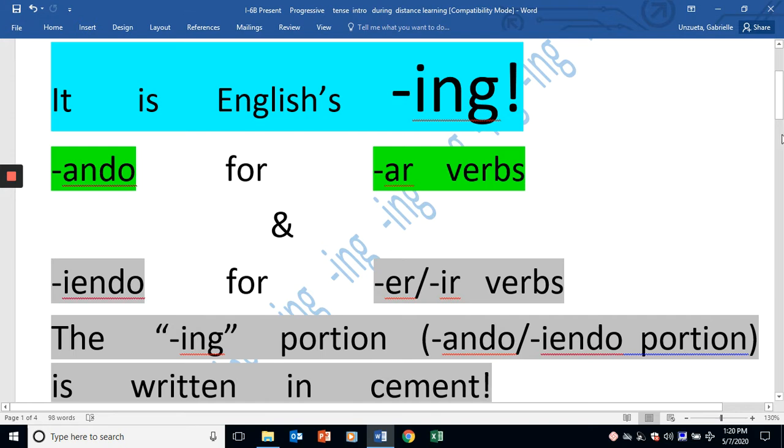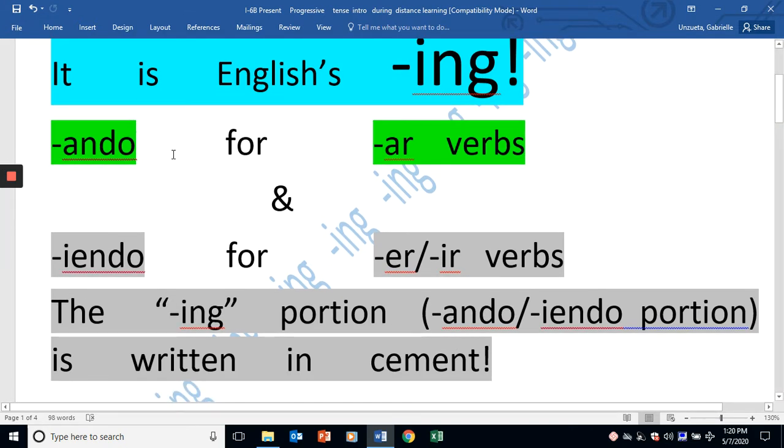Now the ing portion, the ando or the yendo, is written in cement, so it's never going to change. Trabajando, cantando, escribiendo. It doesn't matter who's doing it. It's always in cement. That portion does not change.